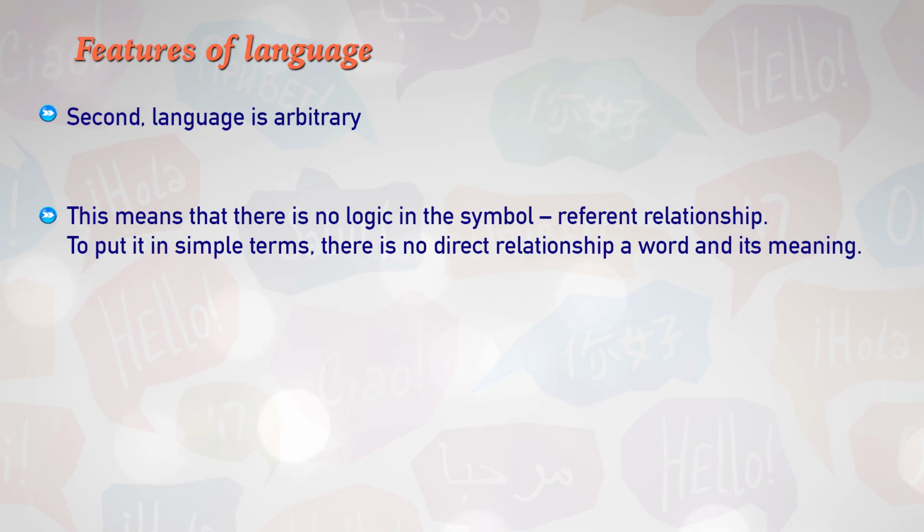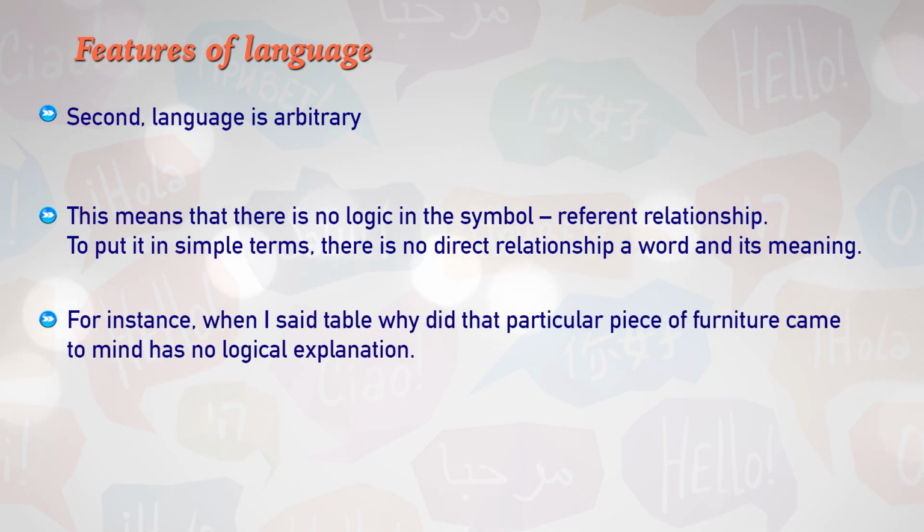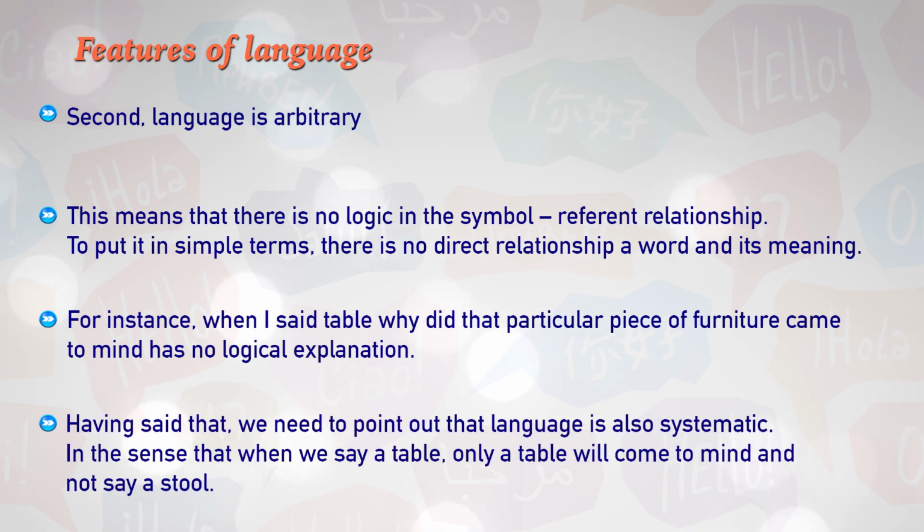This means that there is no logic in the symbol-referent relationship. To put it in simple terms, there is no direct relationship between a word and its meaning. For instance, when I said table, why that particular piece of furniture came to mind has no logical explanation. Having said that, we need to also point out that language is systematic in the sense that when we say a table, only a table will come to mind and not even a stool.